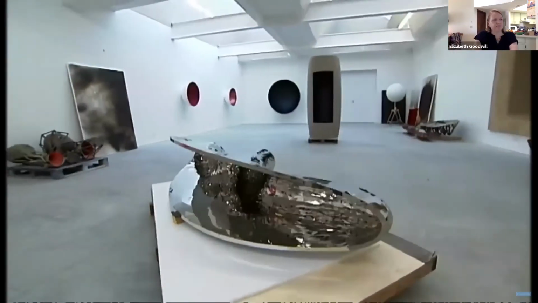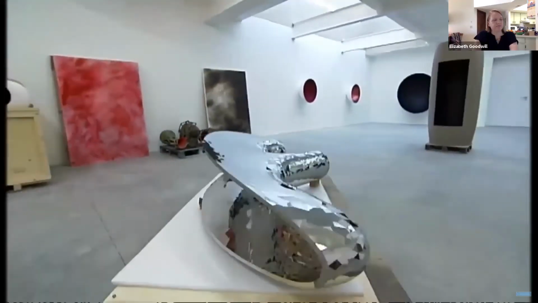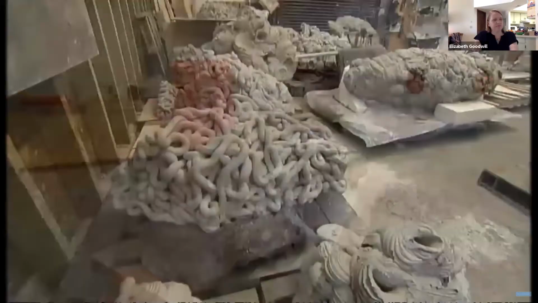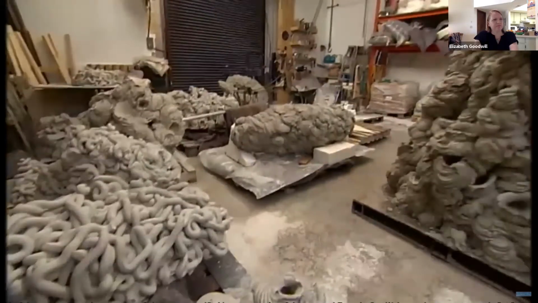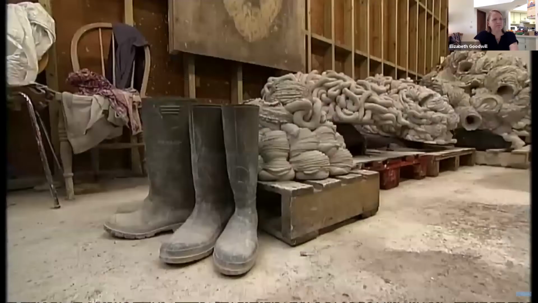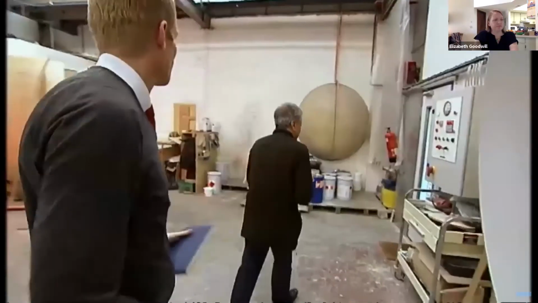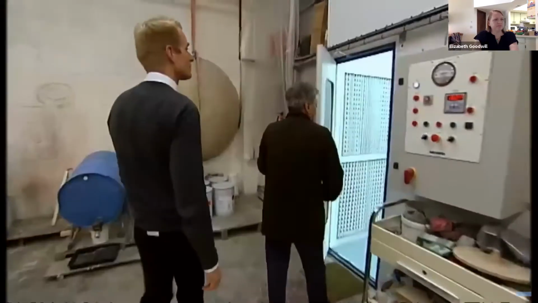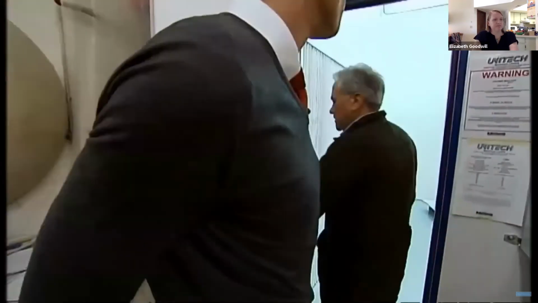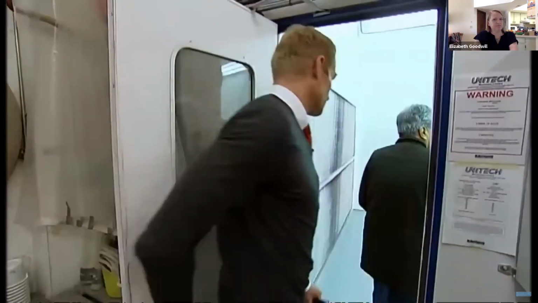Anish Kapoor creates work on a variety of scales and using a variety of materials. His studio in South London is based in the former shutter factory. Each adjoining warehouse is now dedicated to a different area of his practice. Let's just go in here for a sec. This is a spray booth, and a work just ready to be painted.